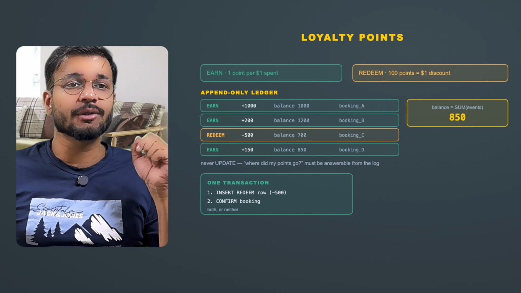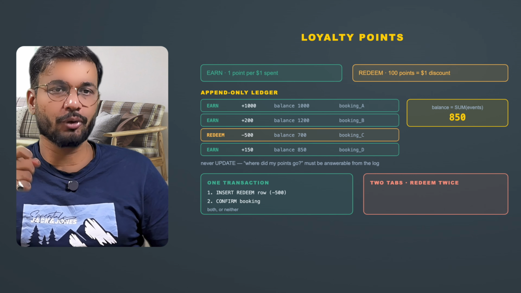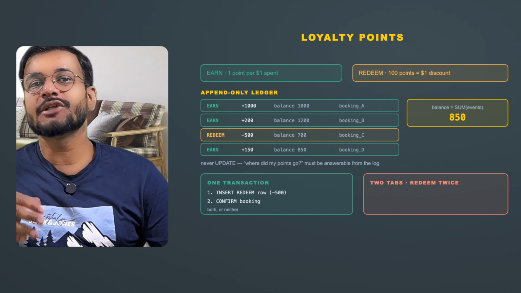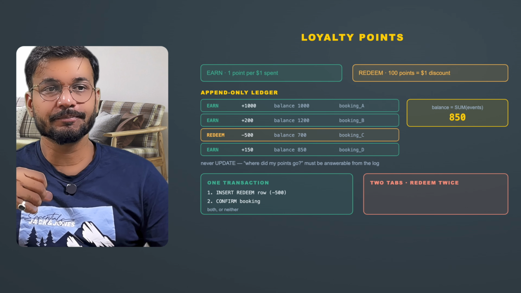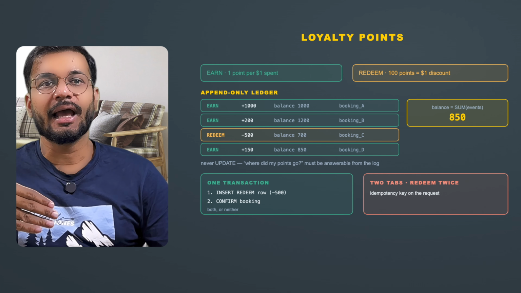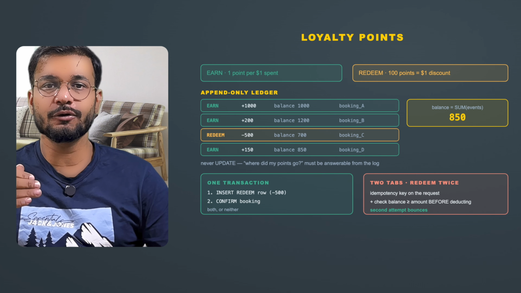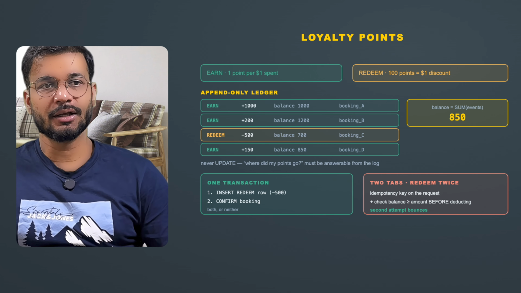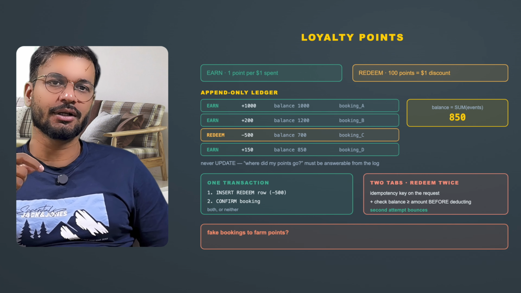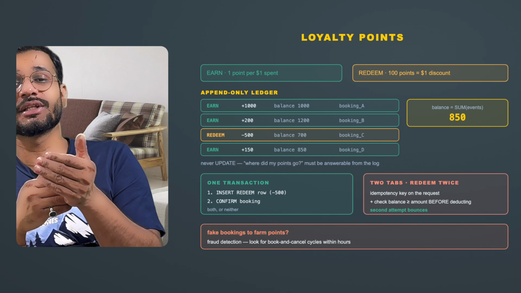But here's the principal engineer question. Now, what about the race condition on points? If a user has a browser open on 2 different tabs and tries to redeem points twice, what will happen? The idempotency key on the redemption request, plus a check that the available balance is greater than or equal to the redemption amount before actually deducting it. Now, what about fake bookings to farm points? Now, this is fraud detection. Here we look for patterns of book and cancel cycles within hours.